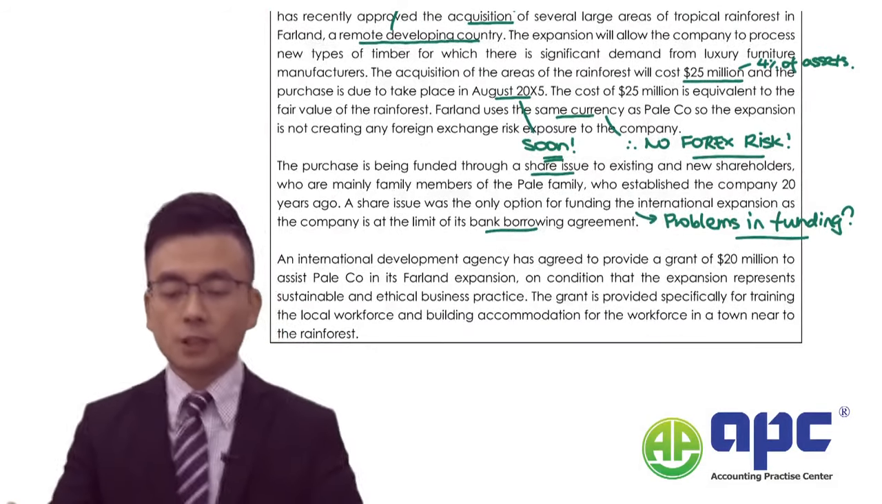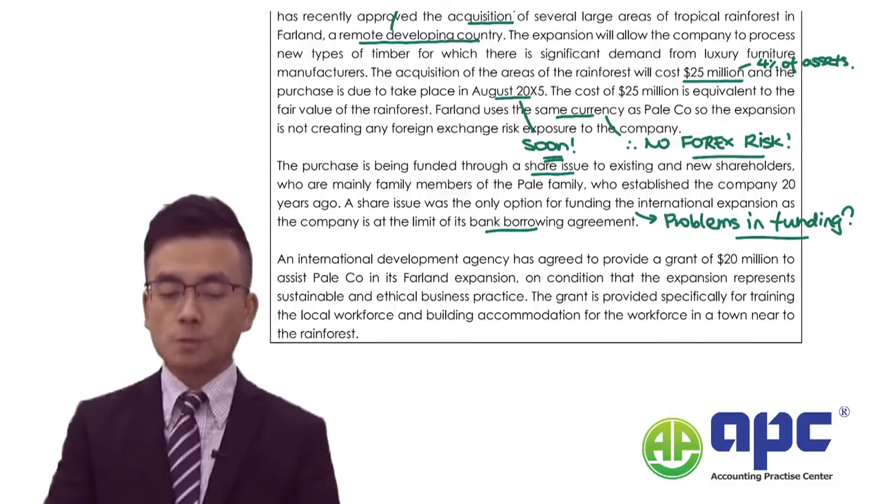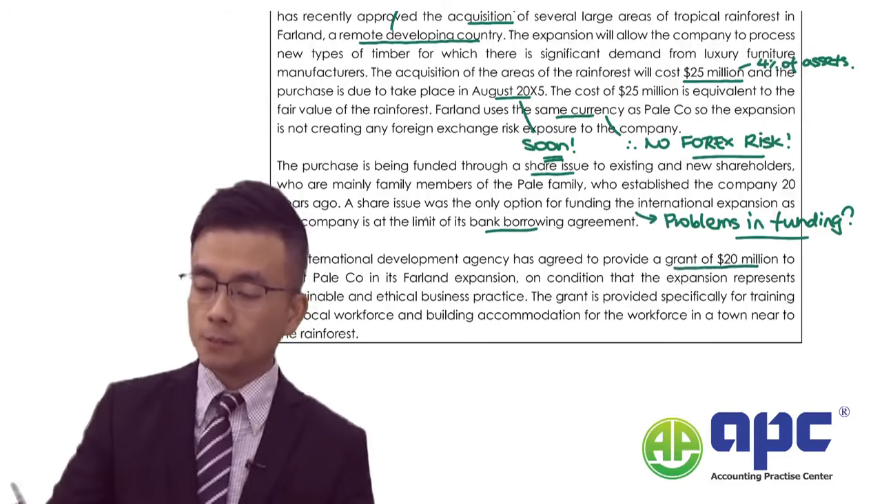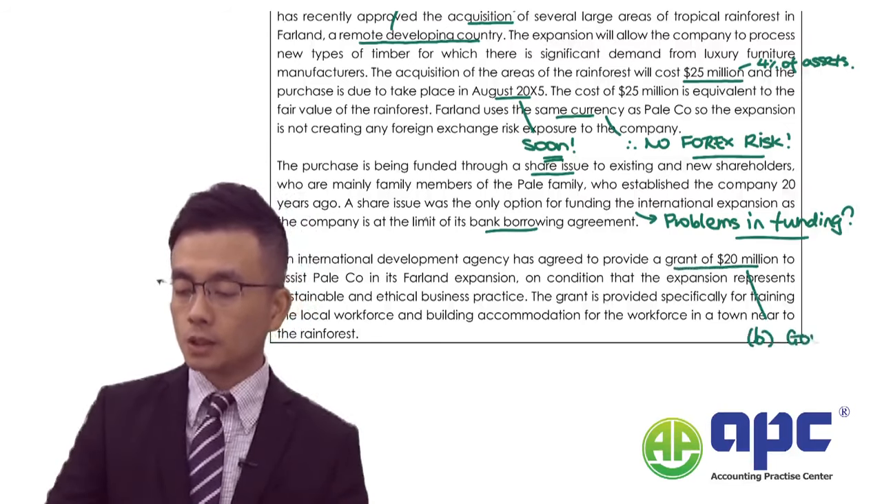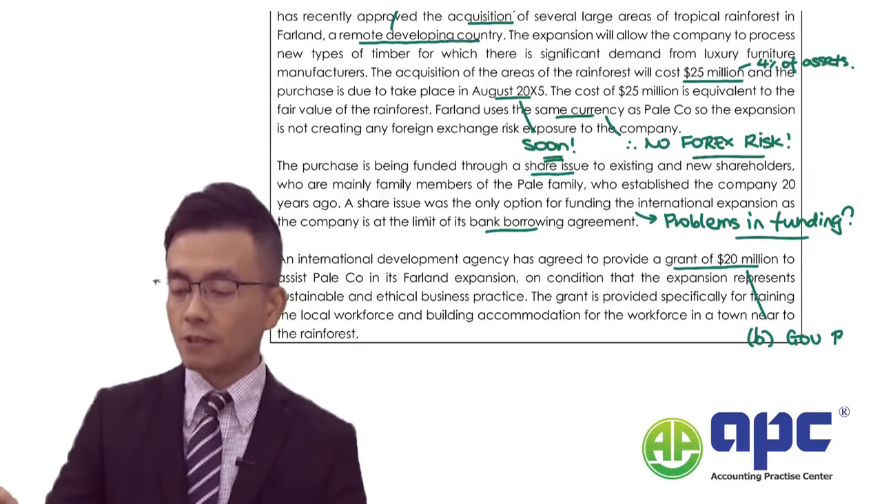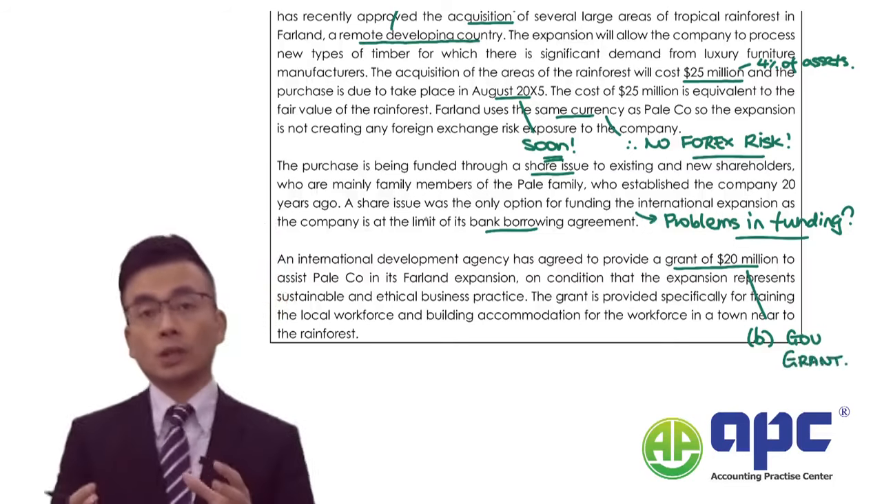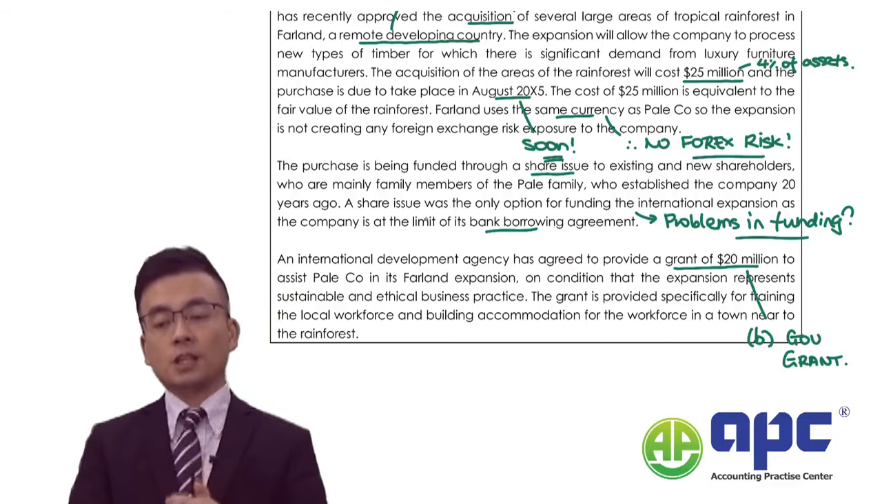An international development agency agreed to provide a grant of $20 million to help the company in its Farland expansion. Okay, this is a grant of $20 million. So in part B, we can talk about the government grant, although it's not directly from the government, but we can apply the government grant accounting treatment there. So for example, the $20 million, we wish to credit the deferred income liability.